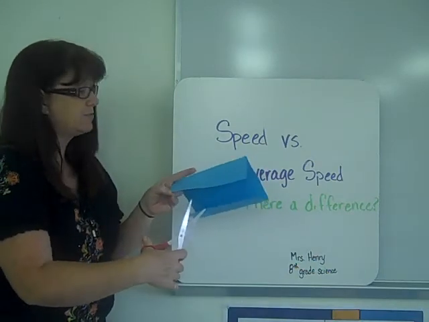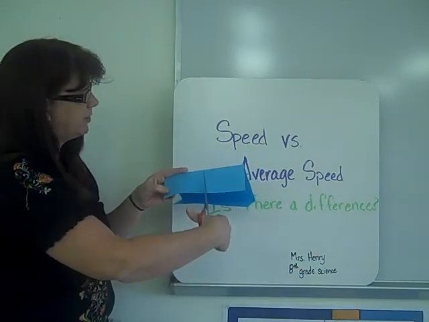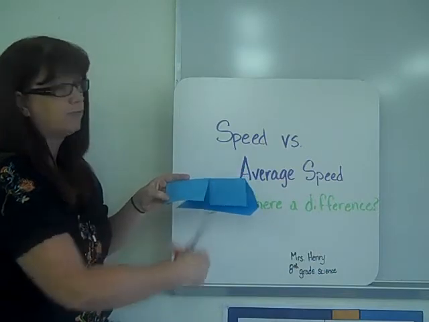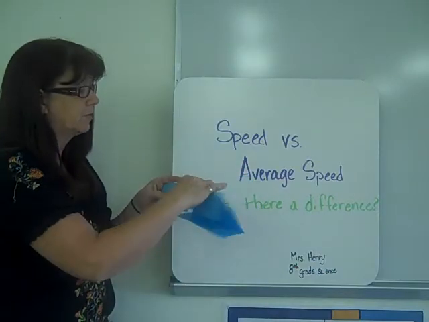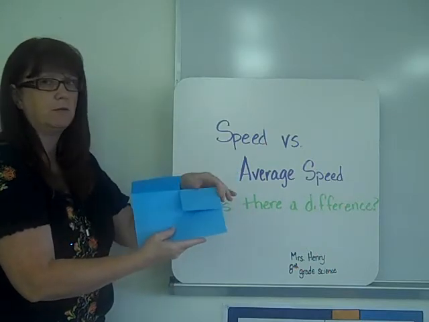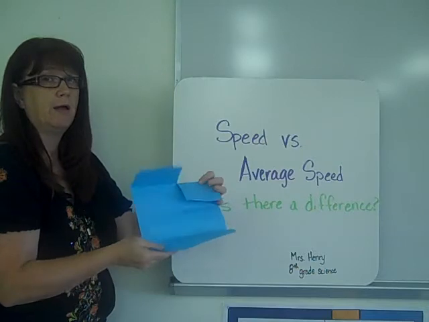You're going to take a pair of scissors, and on the top flap you're going to cut in the middle of that flap up to the fold and stop. So now we have 3 doors. 1, 2, and 3.